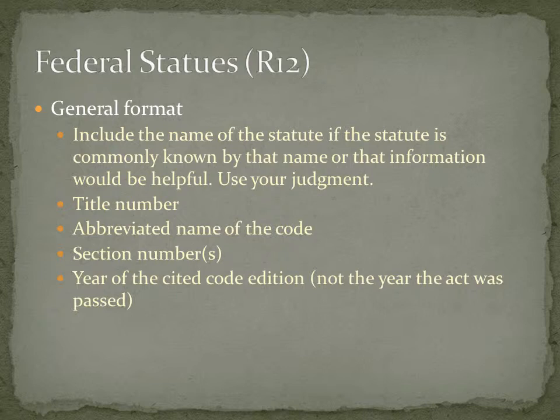Then you want the name of the title, the abbreviated name of the code, the section number, and the year of the cited code edition. Not the year the act was passed, the year of the cited code edition. Now, codes are published every 6 years, so that's the year you want to use. The most recent one was published in 2012. So what happens for all the laws that are passed between the years that a code is published? Those are going to be published in supplements that are marked with Roman numerals, and you'll see those in a little bit.